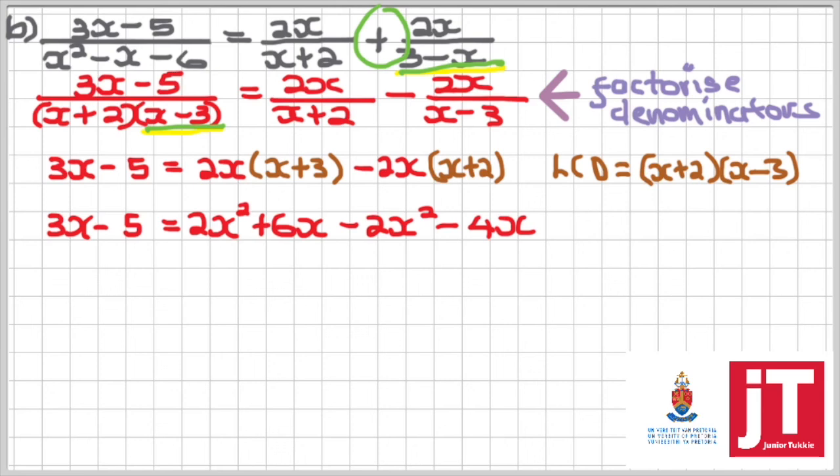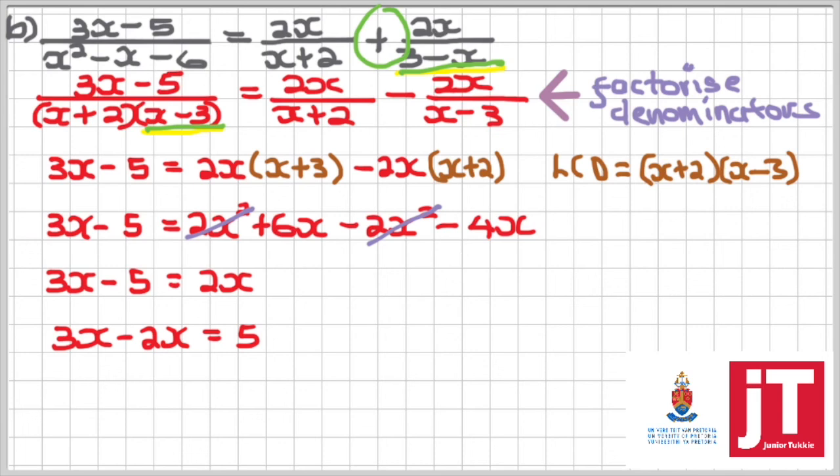I'm realizing that I've got 2x squared, I've got negative 2x squared. They cancel out each other. So the 2x squareds are gone. And on the left-hand side, I'm going to have 3x minus 5 is equal to 2x. Grouping like terms, I'll get 3x minus 2x is equal to 5. Then finally, my x value would be equivalent to 5.